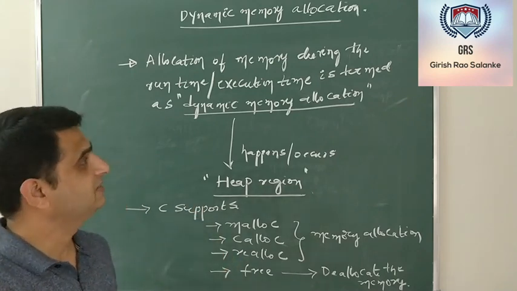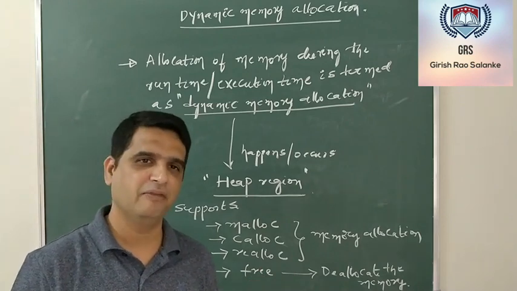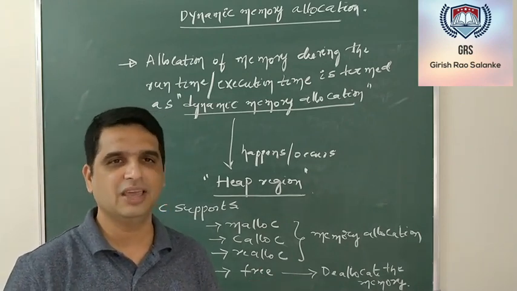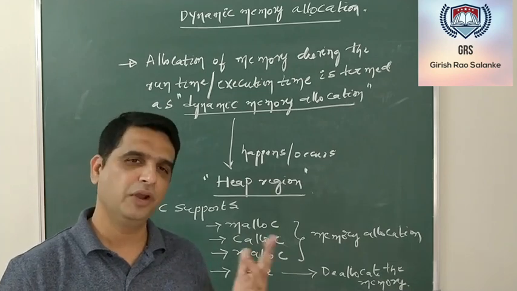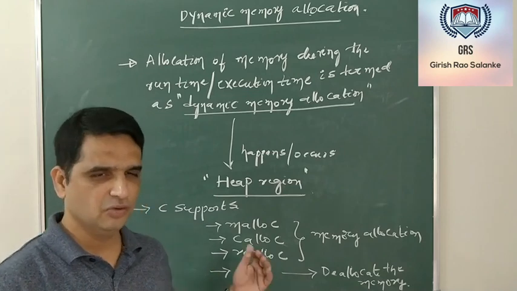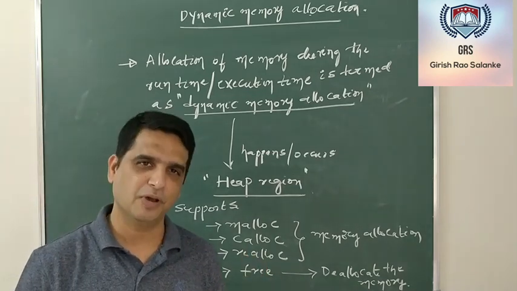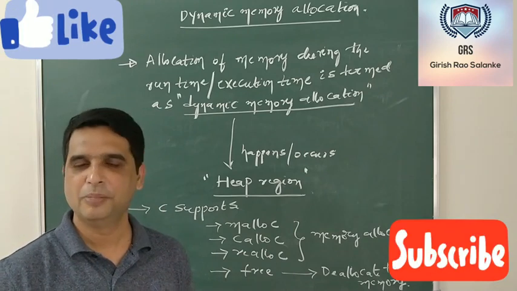Note that the dynamic memory allocation function differs from one programming language to another. In C++, there is an operator called new, which performs the dynamic memory allocation. But in C, the most common function that we use to perform dynamic memory allocation is malloc. Hope it is clear.